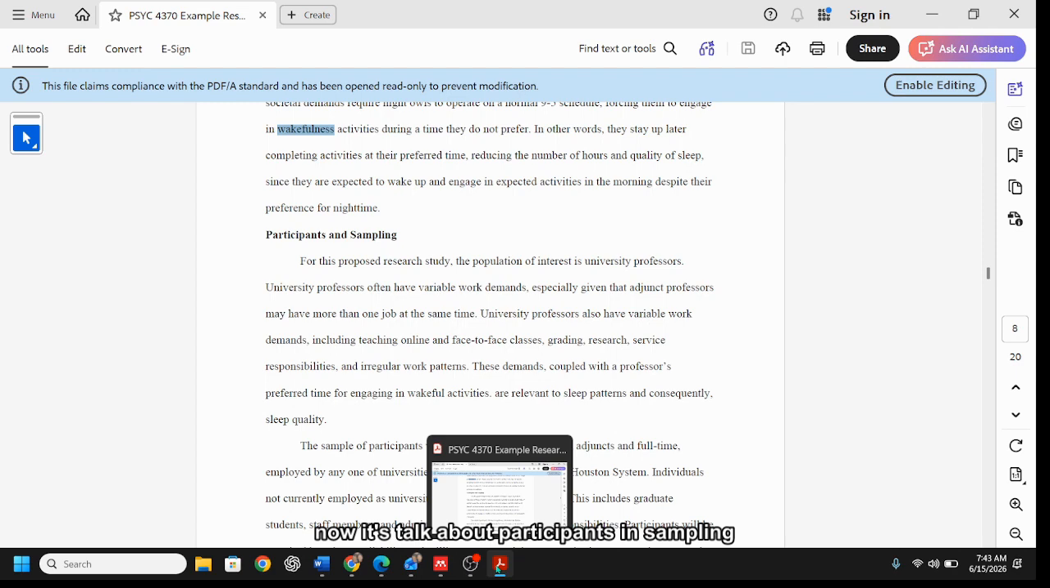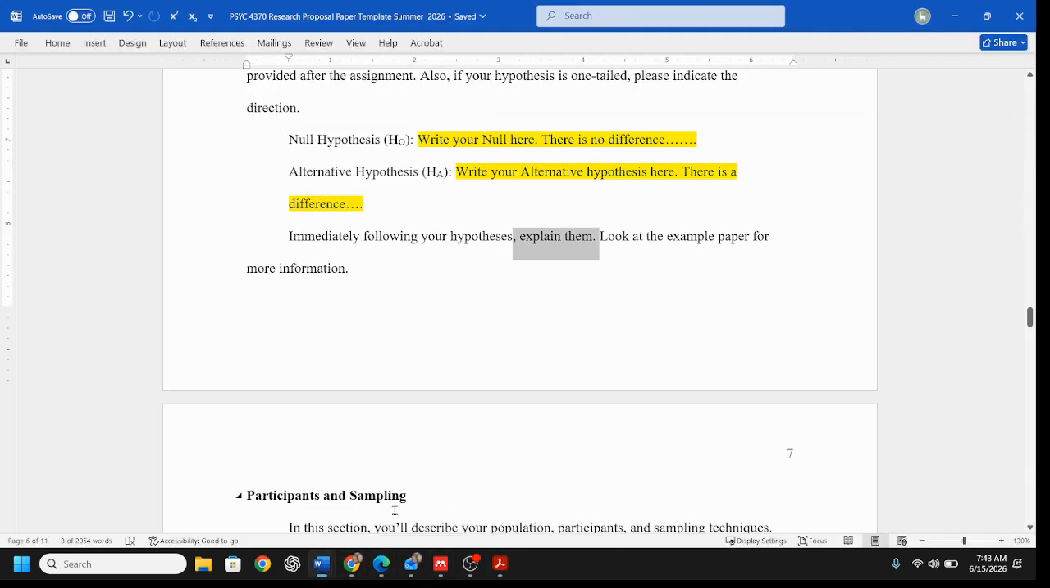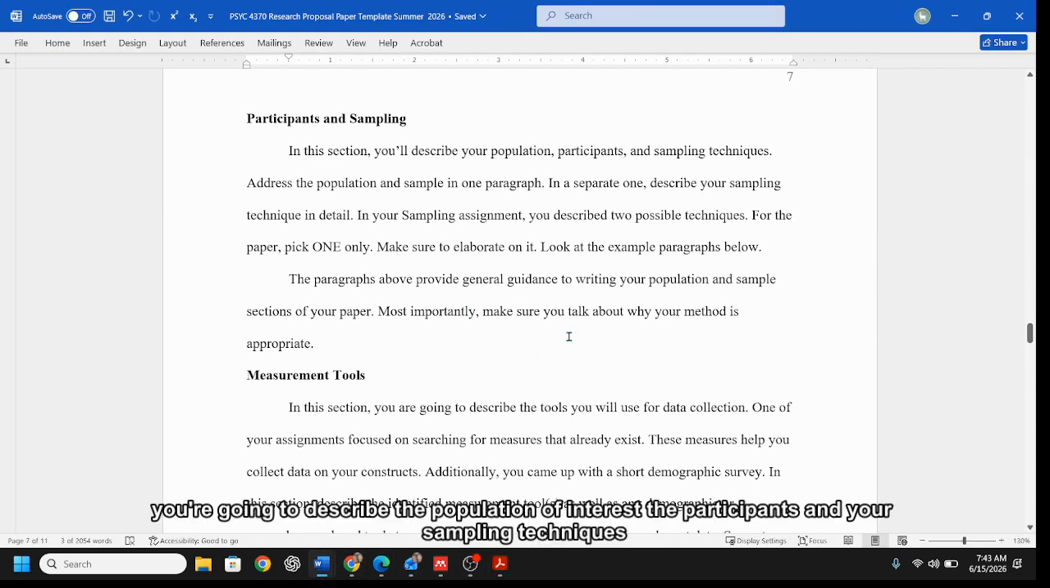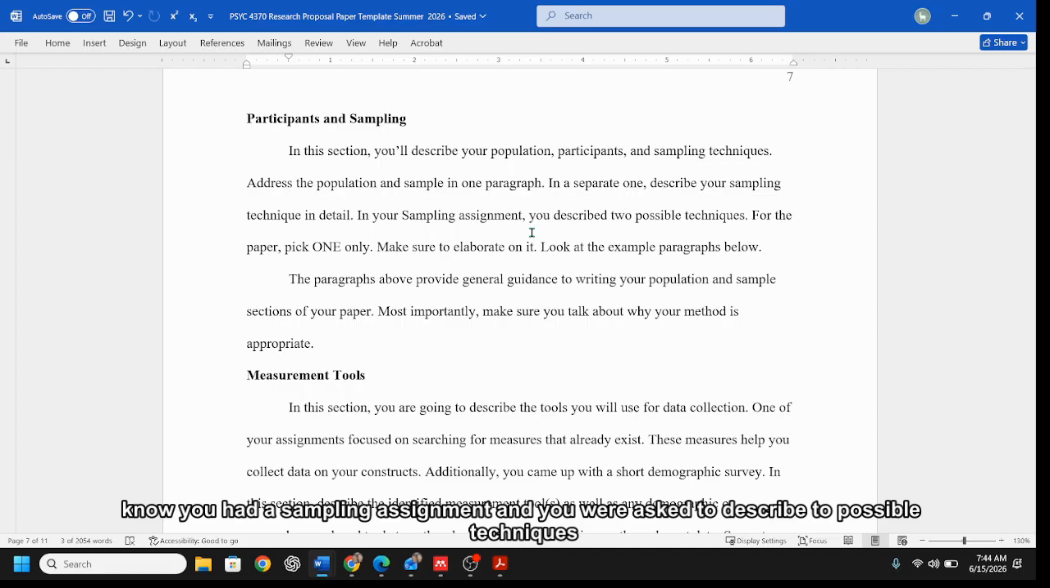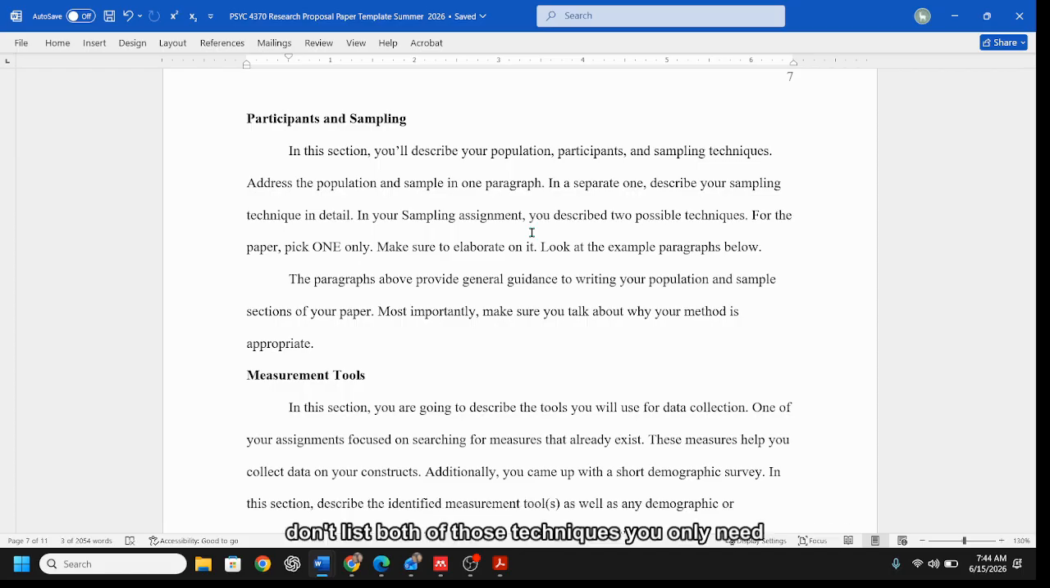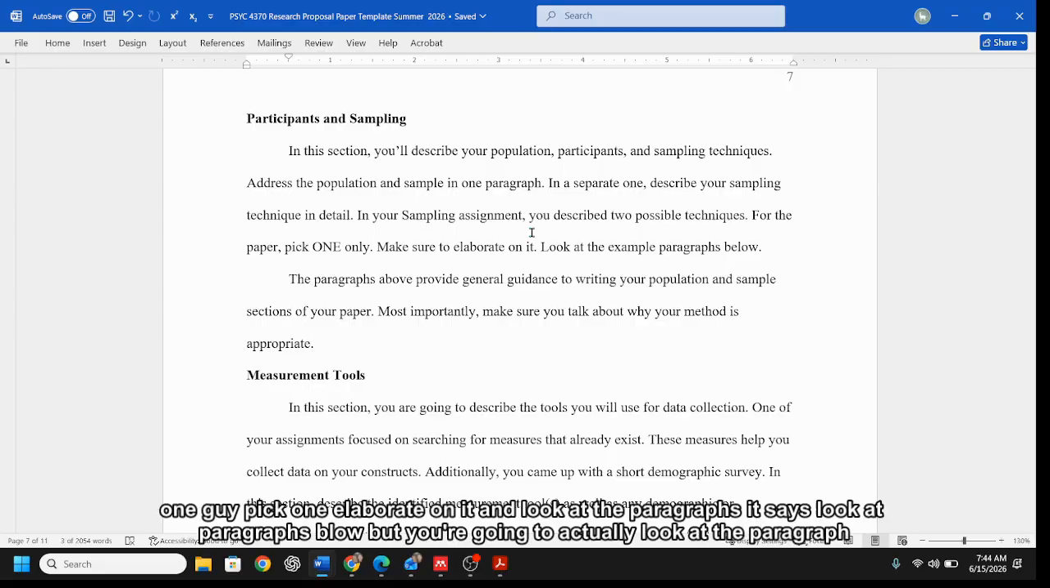Now let's talk about participants in sampling. In this portion of your paper, you're going to describe the population of interest, the participants, and your sampling techniques. I would address your population and sample in one big paragraph, and then in a separate one, I would talk about your sampling technique. Now, you had a sampling assignment, and you were asked to describe 2 possible techniques. Don't list both of those techniques. You only need one, okay?